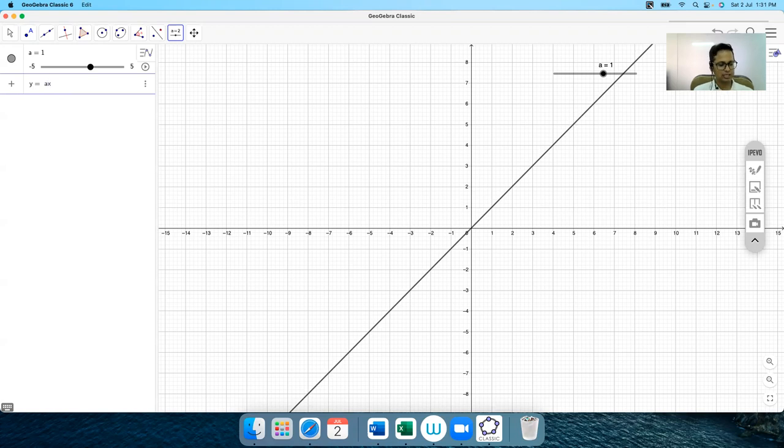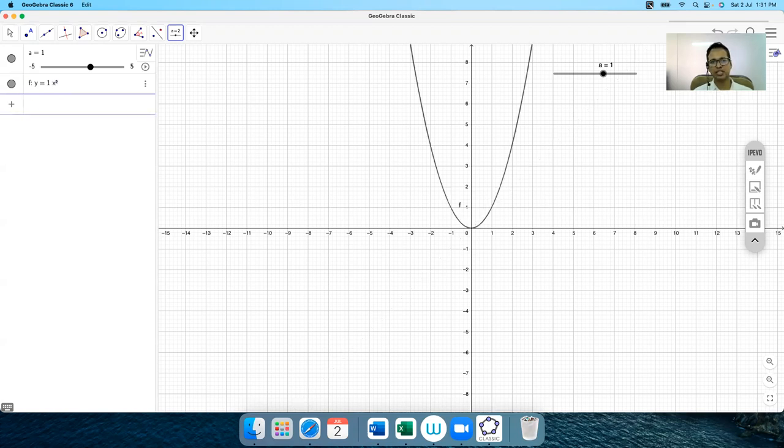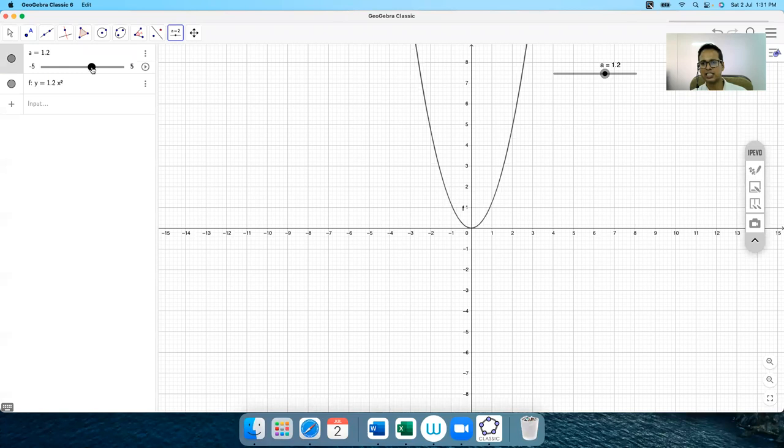I begin with a very simple graph, y equals a x squared. I have not fixed a right now because a could be anything between minus 5 and 5. This tool has automatically chosen a value of 1 right now, but I can change it. I can go all the way to 5 or all the way to minus 5. Now just watch what happens to the graph if I start increasing the value of a. As you see, as I increase the value of a, the graph is becoming thinner and thinner, right?